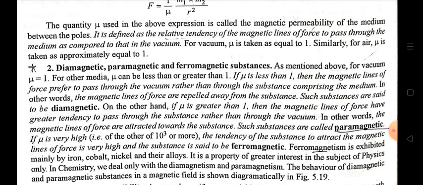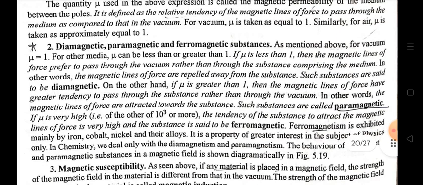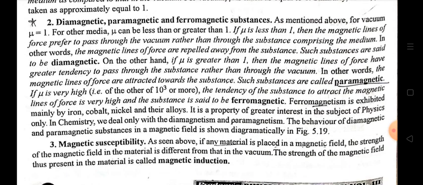It is a property of greater interest in the subject of physics only. In chemistry, we deal only with diamagnetism and paramagnetism. The behavior of diamagnetic and paramagnetic substances in a magnetic field is shown diagrammatically in figure 5.19.